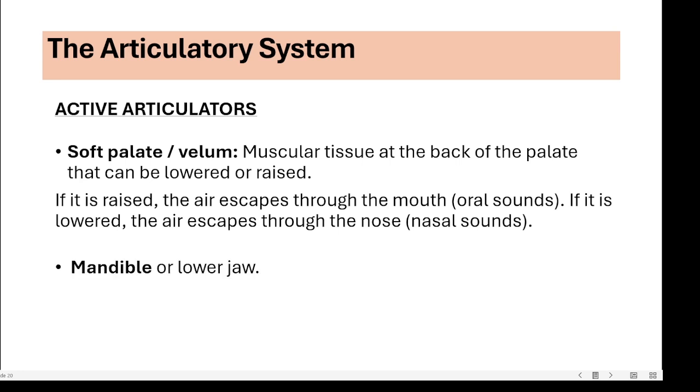Now I'm going to name another articulator that is not very important, but it is considered an active articulator because it's capable of movement, and it is the mandible or lower jaw. It is a U-shaped structure, and its movement can influence the quality of the sounds that we produce.